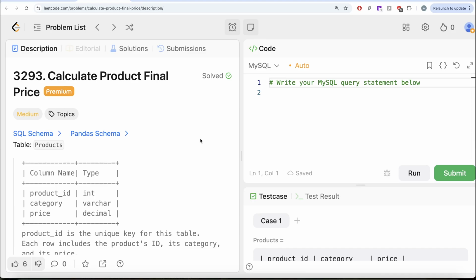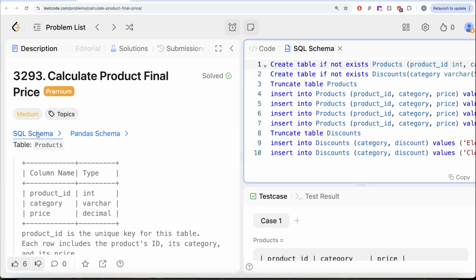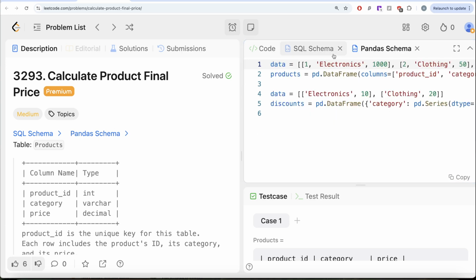This channel, Avid Science, is all about trying to learn various concepts of data science by practicing a lot of questions. In this video, we are going to solve this question on Leetcode regarding calculate product final price. The difficulty level of this question is medium, and I'm going to share the SQL schema as well as the Pandas schema in the description box below.